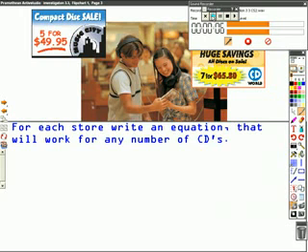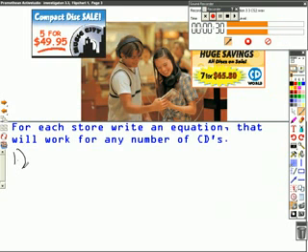For part B of our exercise in investigation for problem 3.3, they're asking us to write an equation for each store that will work for any number of CDs. So in the last section, we had to calculate the unit price. So one of the things that we need to do is go back to how we write equations, and go over the steps to write an equation.